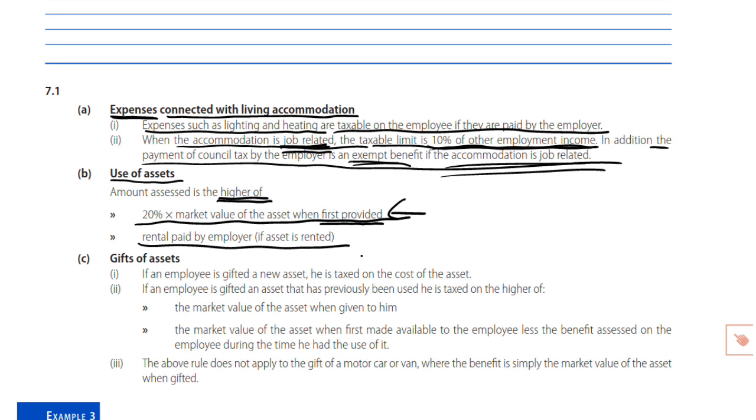But anything else, for example, and where it's usually tested, the furniture and furnishings within your property, that's where you use this rule, 20% of the market value when first made available for private use. Okay, that one again typically used in dealing with your living accommodation.